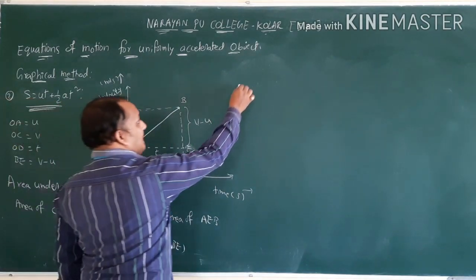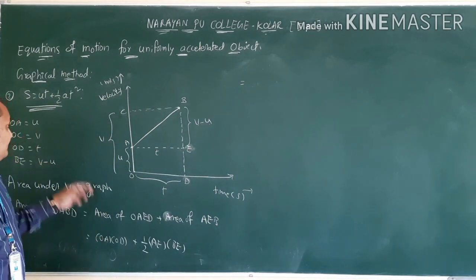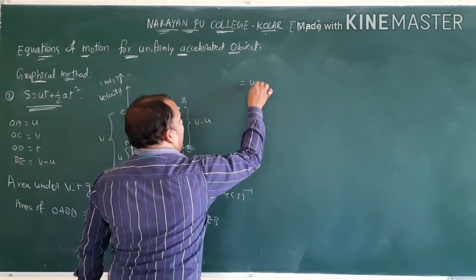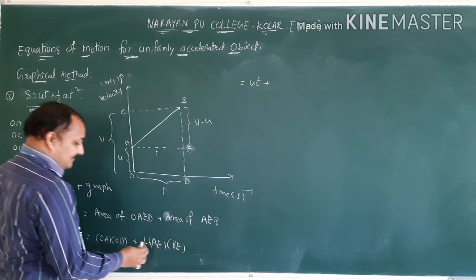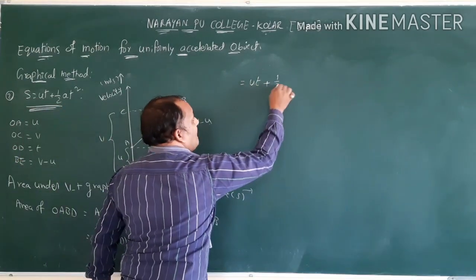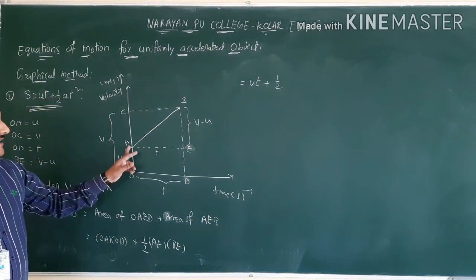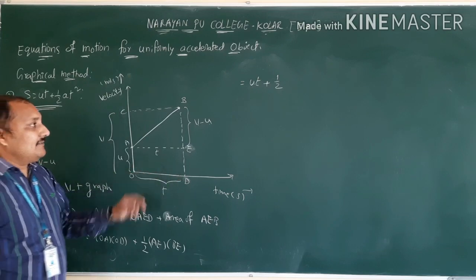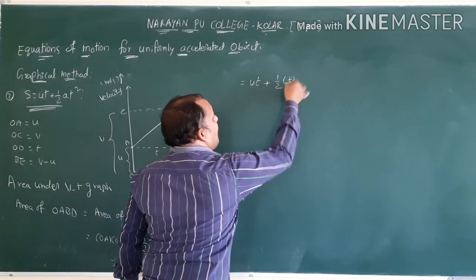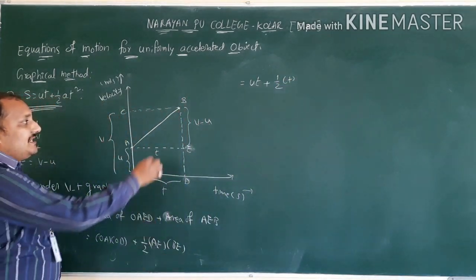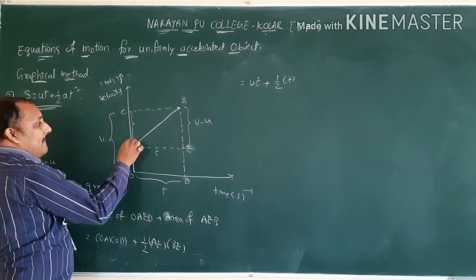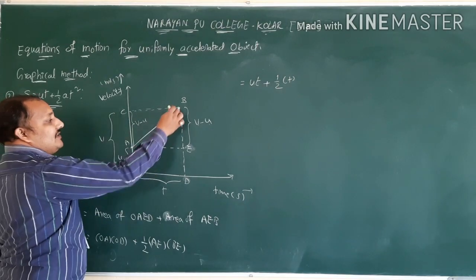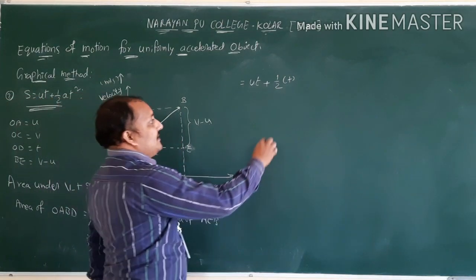That is equal to OA, which is U, into OD, T, plus half of AE. What is AE? AE and OD both will be the same. That is nothing but T. Next, BE. BE is nothing but this side. This side we already got here. C to A. CA is nothing but V minus U. Therefore BE is nothing but V minus U.